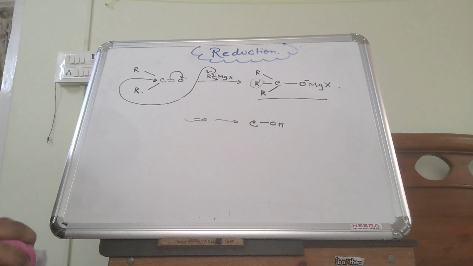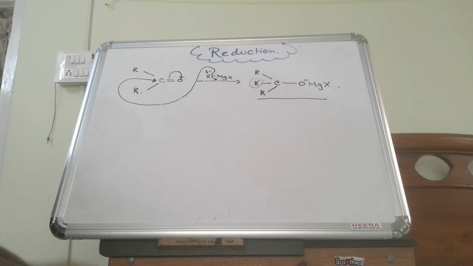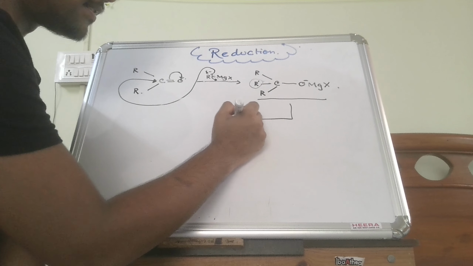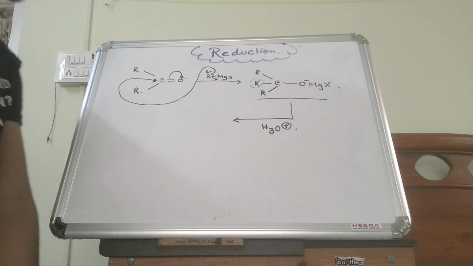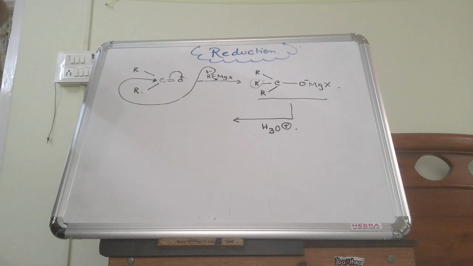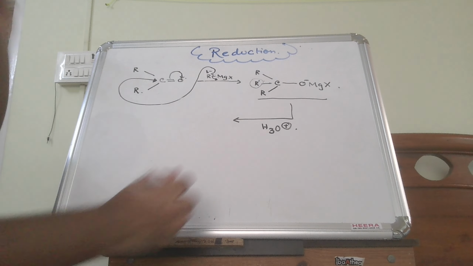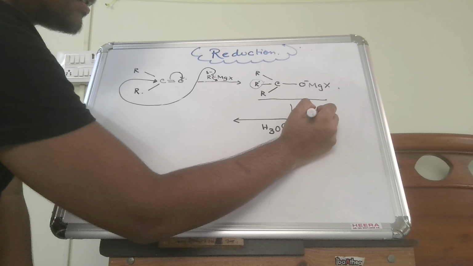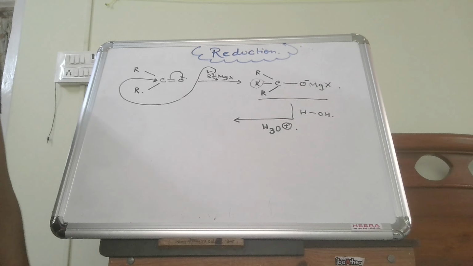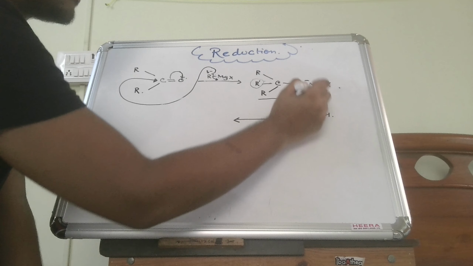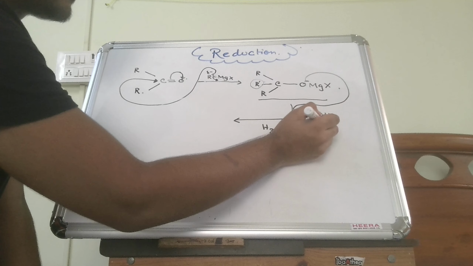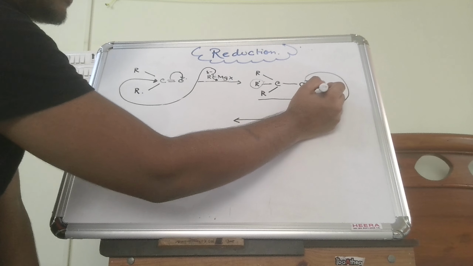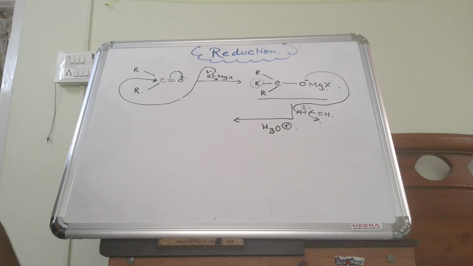Now, how can we form alcohol from it? The next step is hydrolysis in acidic medium, H3O plus. What is H3O plus? H3O plus is nothing but HOH. Now what will happen? Its delta minus is there, so the oxygen will be attacking here. The OH minus will be leaving and it will react with MgX.